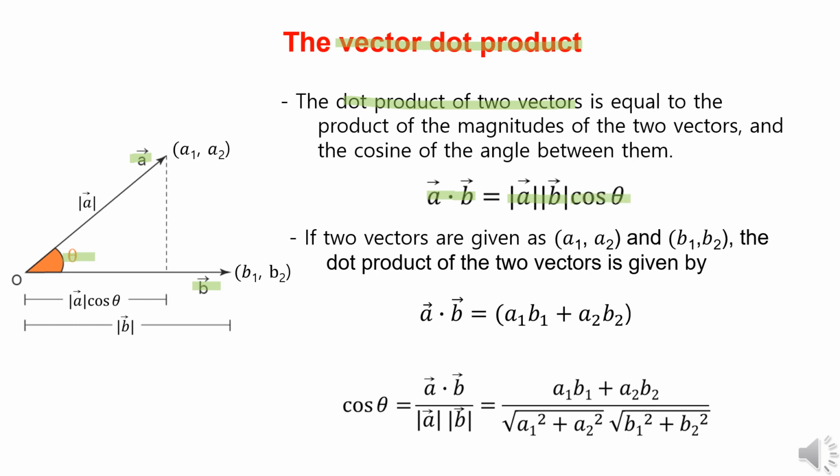If we consider that the two vectors are in a two-dimensional coordinate system, the dot product of these two vectors can be defined as the sum of the products of their respective components, A1B1 plus A2B2. The magnitudes of the vectors are represented as the square root of the sum of the squares of their individual components: the square root of A1 squared plus A2 squared for vector A, and the square root of B1 squared plus B2 squared for vector B.